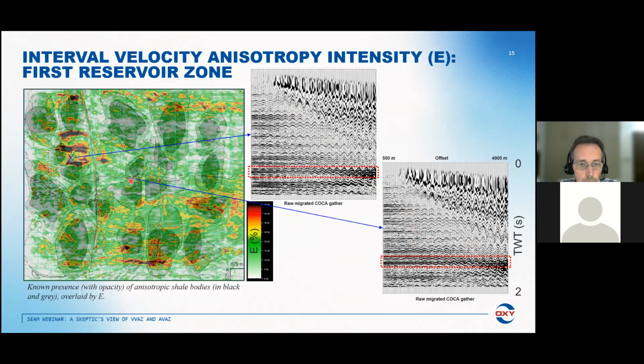But we know that right in the center, those shale bodies are at their thinnest, and the anisotropy in these shale bodies is actually low. We will see that later. So we don't expect a very, very large Vvaz effect here. Whereas right here, it is higher. And this is one of the shale geobodies that does have large anisotropy. And we do see a nice large sinusoidal effect here.